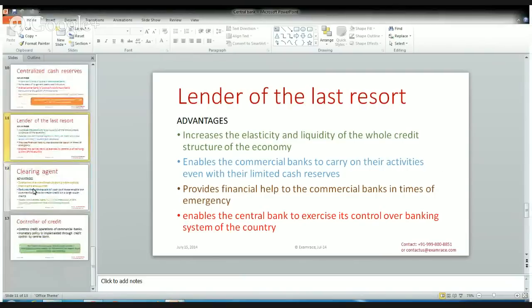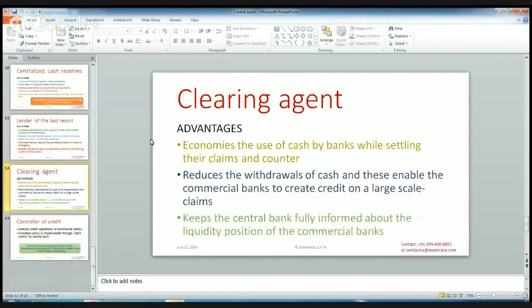The third function is the clearing agent. Many commercial banks have accounts with the central bank, and commercial banks also do transactions among themselves. So they have to pay to the other banks, or they have to borrow from the other banks. The central bank performs this activity through the functioning of the clearing agent. The central bank settles their claims and counterclaims and economizes the use of cash by the banks.